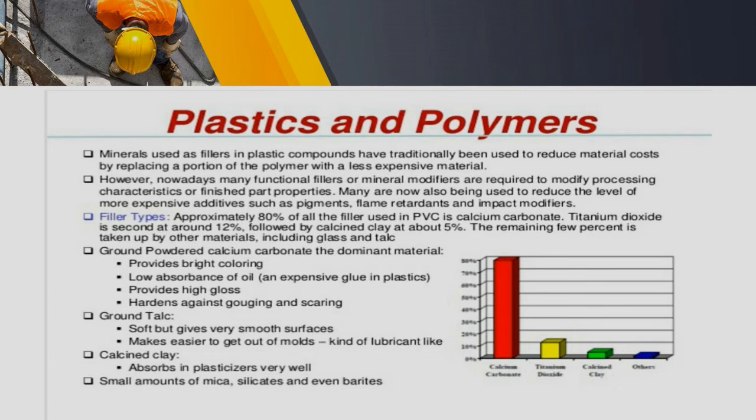Minerals used as fillers in plastic compound have traditionally been used to reduce materials cost by replacing a portion of the polymer with the less expensive materials. However, nowadays many functional fillers or mineral modifiers are required to modify processing characteristics of finished particles. It is properties and impact modifiers.